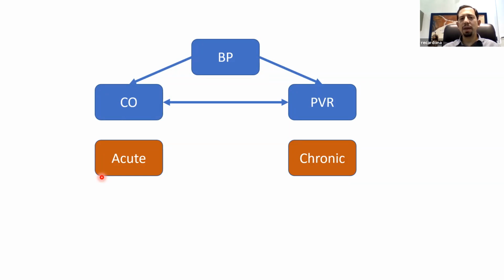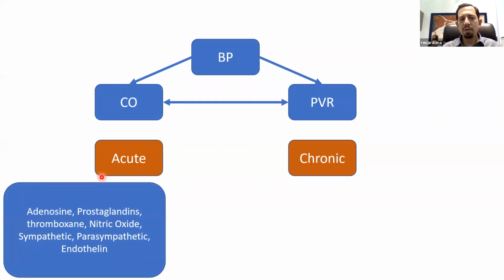Anyone might think of acute mechanisms that might modify the cardiac output or the peripheral vascular resistances? Okay, so we have different autacoids, we have different endocrine hormones. So we have things like adenosine, prostaglandins, thromboxane, nitric oxide, which are very quick-acting substances that are going to have very local effects. And we have other hormones like sympathetic hormones like epinephrine, norepinephrine, or parasympathetic hormones like acetylcholine, which are going to have a bit more intense and systemic effects, as well as endothelin that are going to modify the vascular resistances and the cardiac output in a very short period of time.